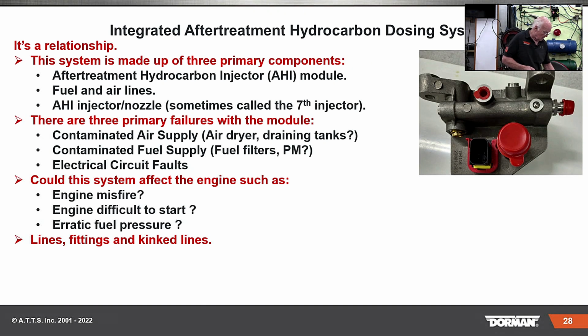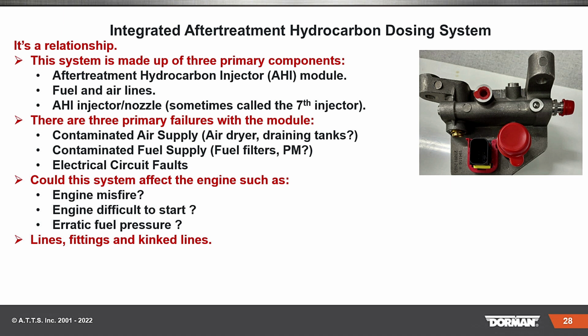However, I wanted to take it a little bit further, and I call it a relationship. This system is made of 3 primary components. You've got the AHI module. You've got, of course, your fuel and air lines. And you've got the injector nozzles. Some people refer to it as the 7th injector.